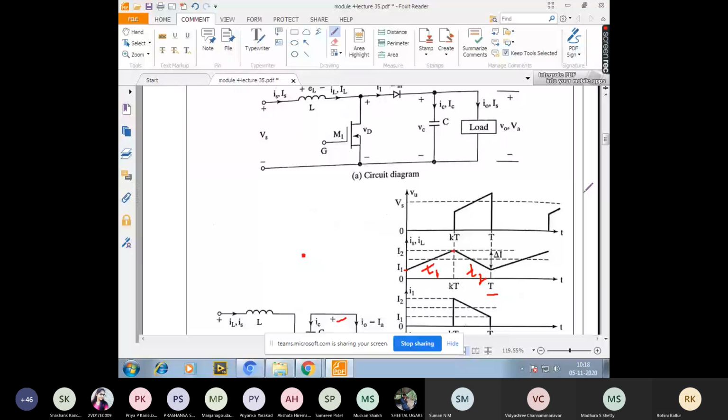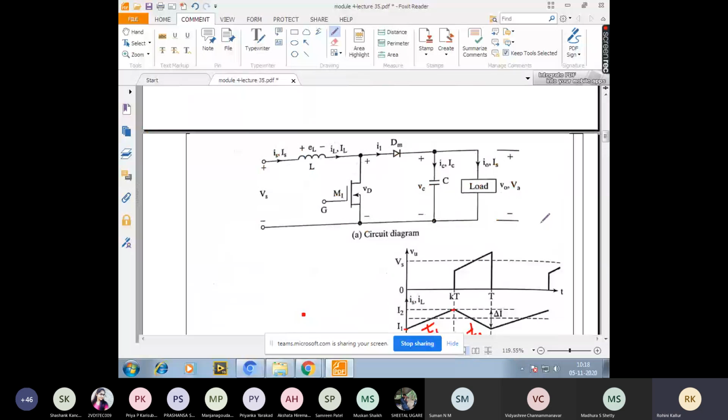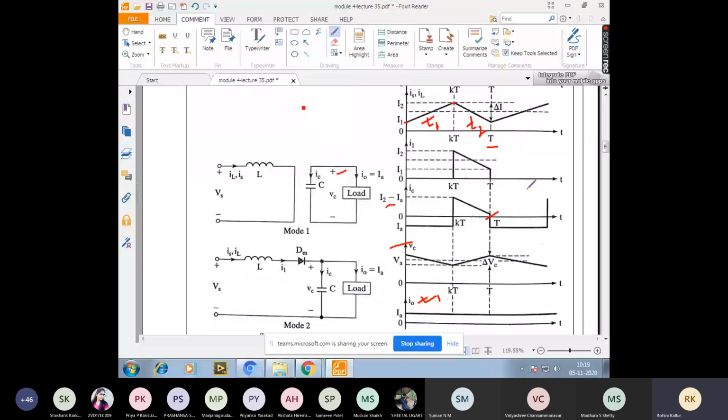Okay, fine. So with this circuit and these waveforms, we'll now derive the equations for the inductor, critical inductor, critical capacitance, followed by the values for T1, T2, delta I, and so on.